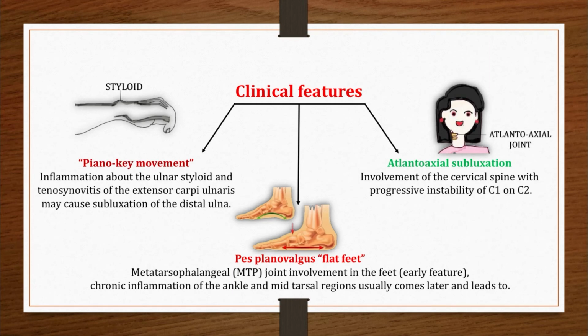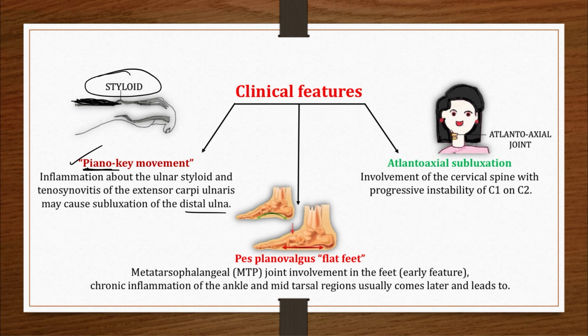Now let's talk about the piano key movement, also known as piano key sign, piano keyboard sign, and piano key deformity. Though with the name, it seems like something romantic, that is not the case. Because of the inflammation of the ulnar styloid and tenosynovitis of the extensor carpi ulnaris muscle, which attaches your proximal radius with your distal ulna somewhere here, okay? So because of that, there is distal radio-ulnar instability, and because of the subluxation of the distal ulna, the ulnar styloid is unstable, and then it moves back and forth like a piano key.